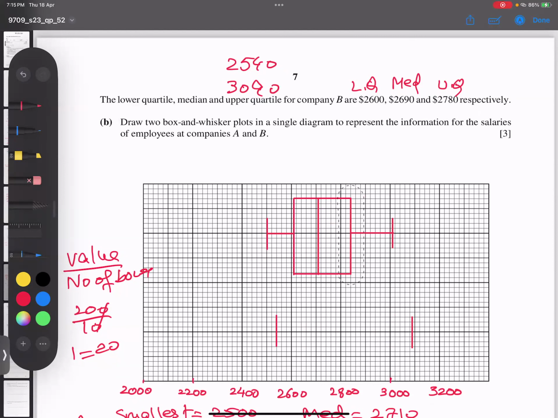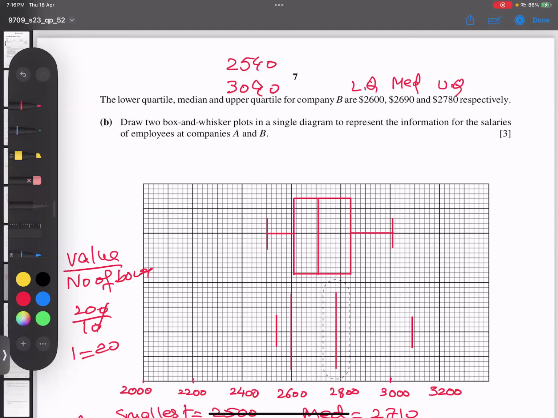Okay, and what is the lower quartile? Lower quartile is 2600. I will make it 2600. So see, look at 2600. Okay, and now what is the upper quartile? The upper quartile is 2780. It means 20 back.